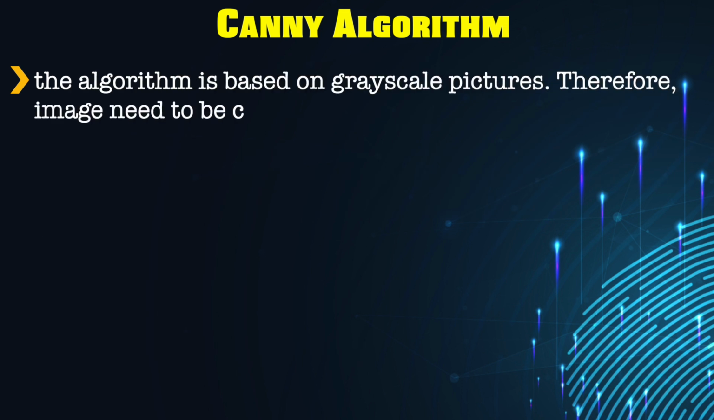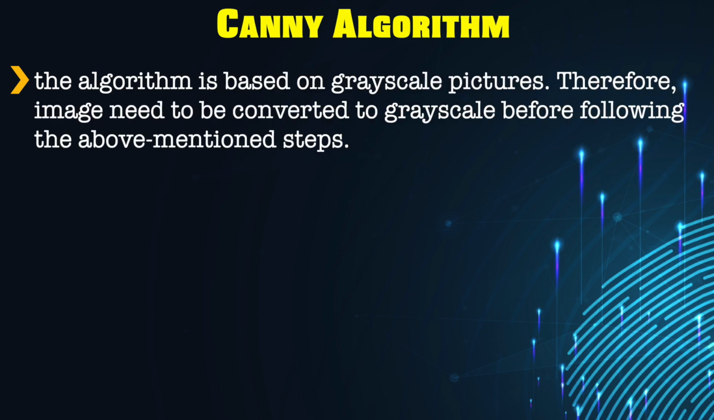The algorithm is based on grayscale images, but don't worry, this can be applied to color images and to videos too. So in the beginning, we are just converting the image to grayscale and we will follow the steps for the grayscale image. First step is noise reduction.